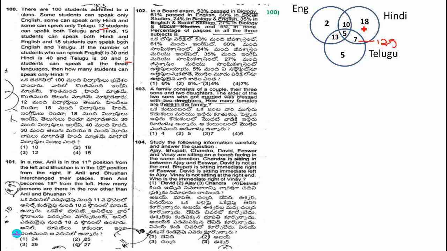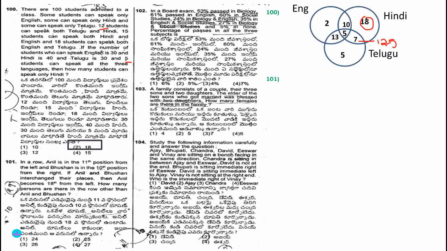Similarly do it for Hindi. Add these 3, subtract from 40, that is 18. Next, Telugu is 30, they said. So add these 3, then subtract it from 30. So then you'll get it as 5. Now what question they asked? How many students can speak only Hindi? So only Hindi, what is the answer? We are getting it as 18. So answer is option 2, 18.